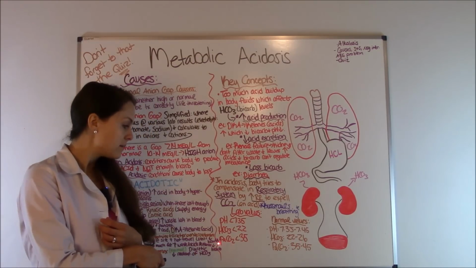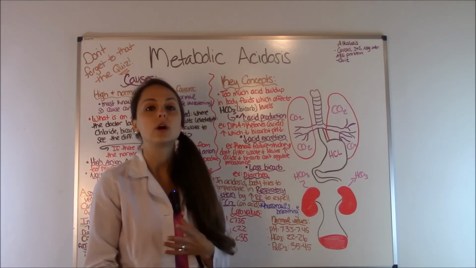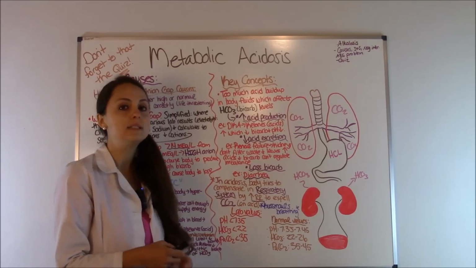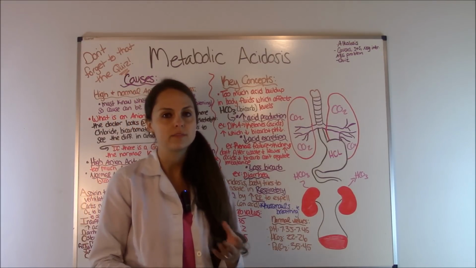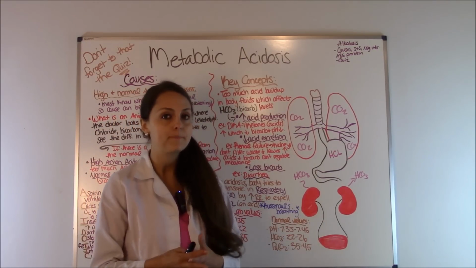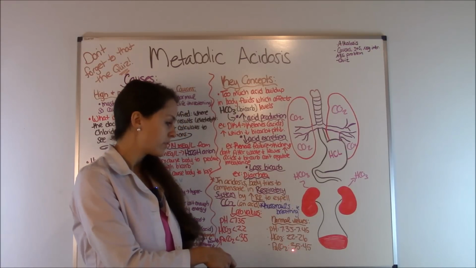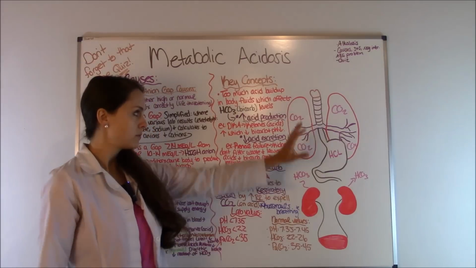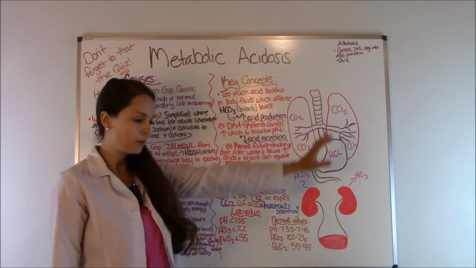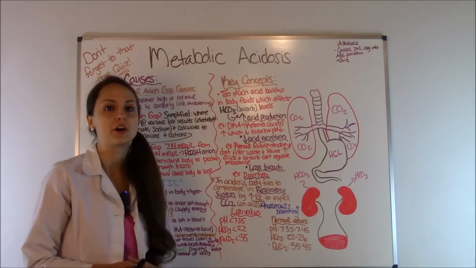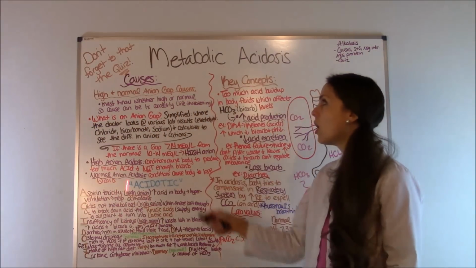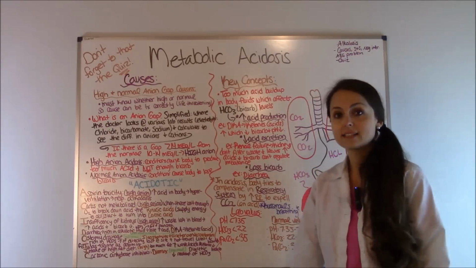And your PaCO2, which is your carbon dioxide level, is also going to decrease, or it could stay normal. If the body's not compensating yet, it'll be normal, between 35 to 45, but if it is trying to compensate, it will drop, because remember, it's trying to expel all that CO2. So it'll be less than 35. So now let's look at the causes of metabolic acidosis.